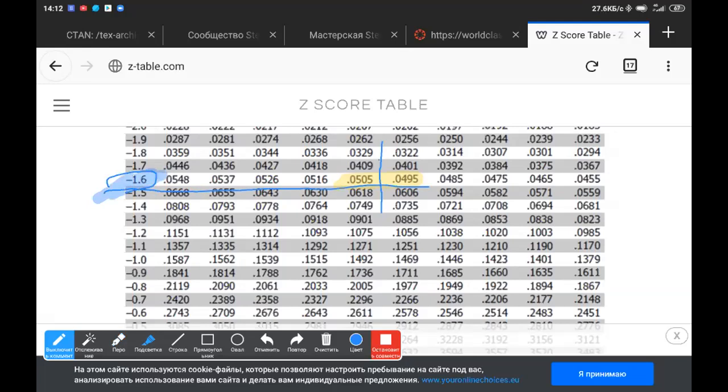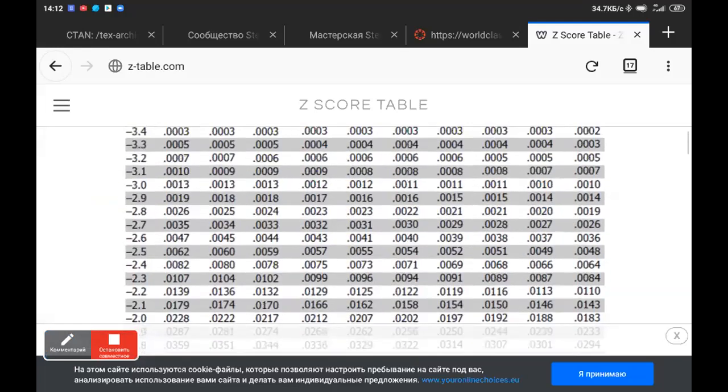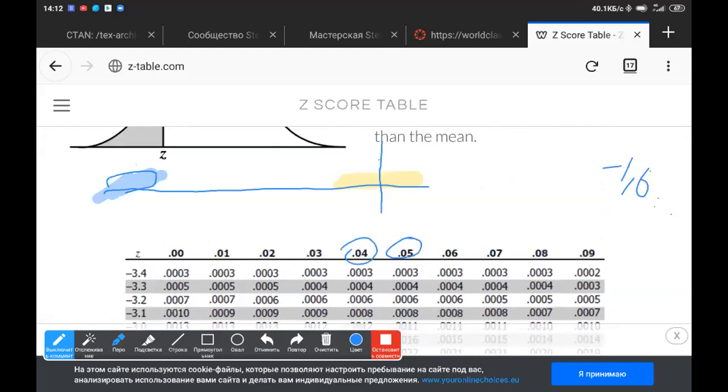So it's minus 1.6, and I need the next digits. To find those next digits, I will go to the top of the table and I will look at the appropriate columns. So it's this column and this column. And I need to find what's in the middle. Well, in the middle between 4 and 5, we have 4.5. So the next two digits would be 4 and 5.